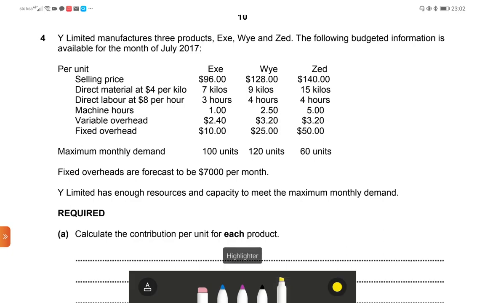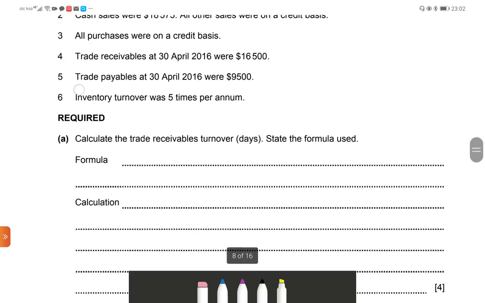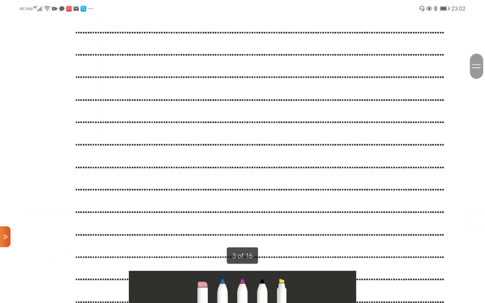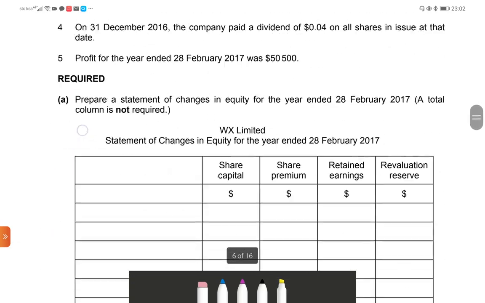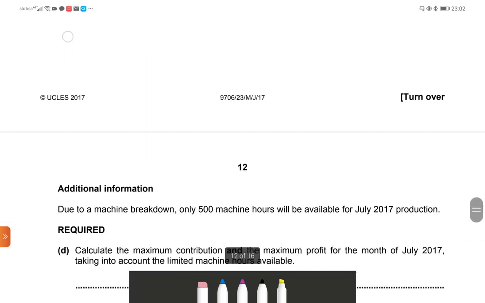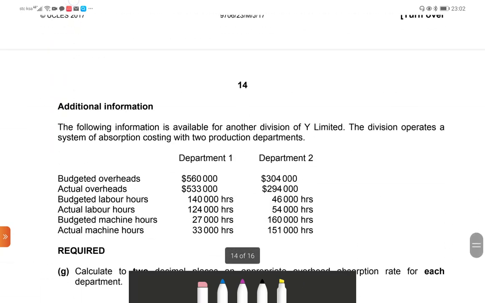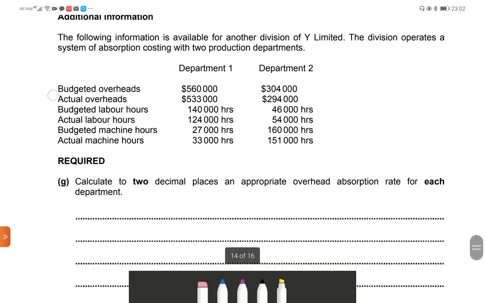In today's class, we solve 2017 summer paper 21. Summer 2017 paper 23, question number 4. Question number 4. Costing question we are going to do.